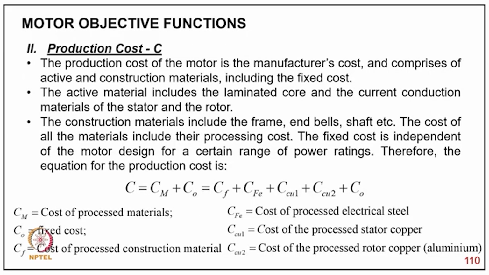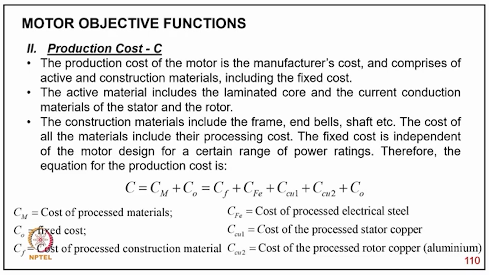Now, coming to another objective function one can choose, say, the production cost. The production cost of the motor is the manufacturing cost and comprises active and construction material including the fixed cost. The active material cost includes the laminated core and the current conducting material of the stator and rotor, and construction material includes the frame and bearings, shaft, etc. The cost of all material includes their processing cost.